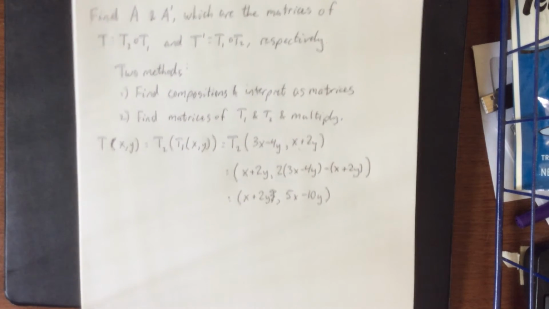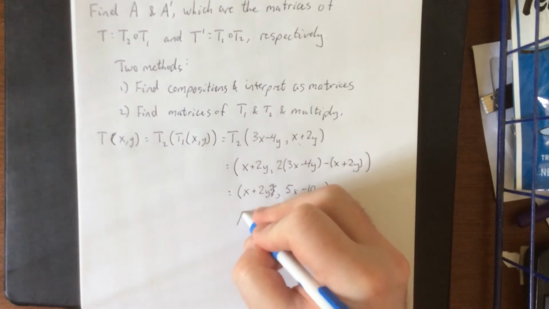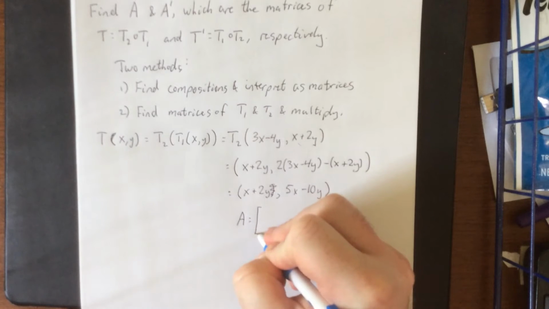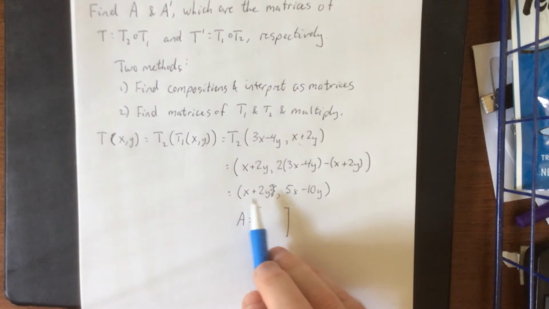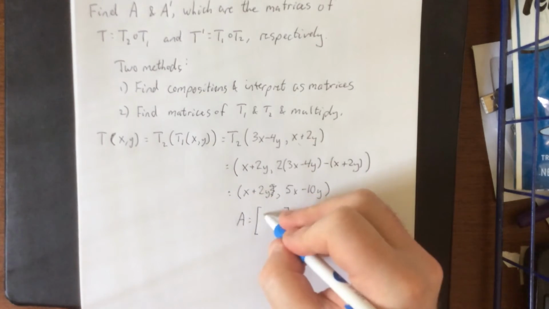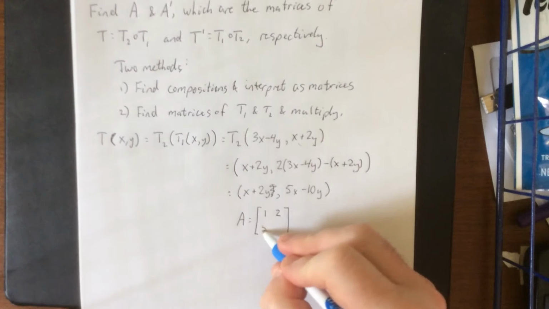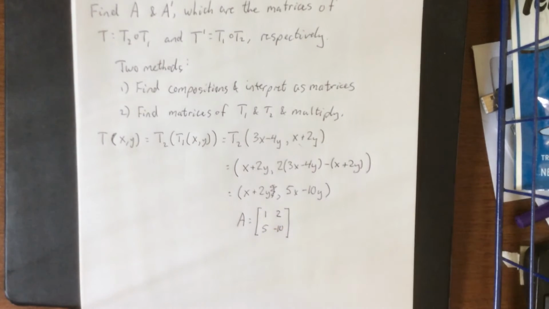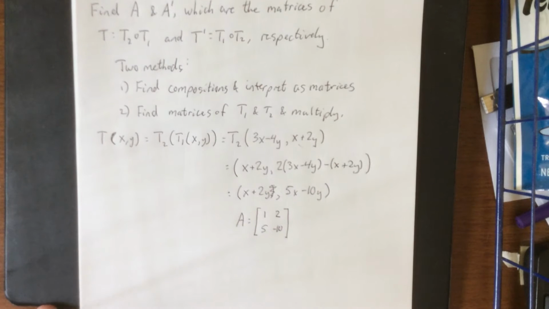Now the matrix of this transformation, which we are referring to as A, would be a 2 by 2 matrix. The first component gets read right to left, so that's 1x plus 2y, and then the second component is 5x minus 10y. So the matrix of the transformation would be [1, 2; 5, negative 10].